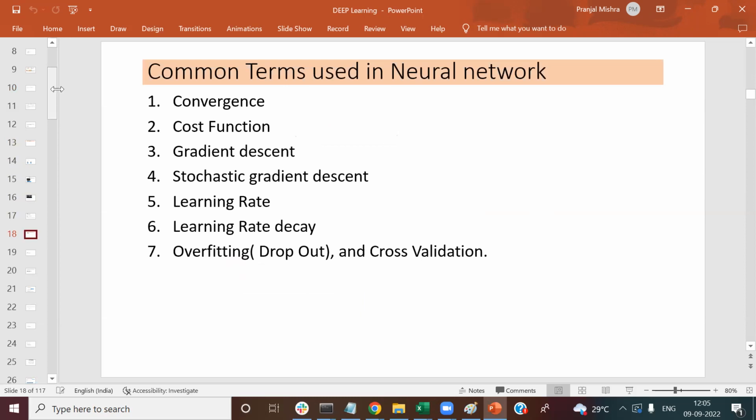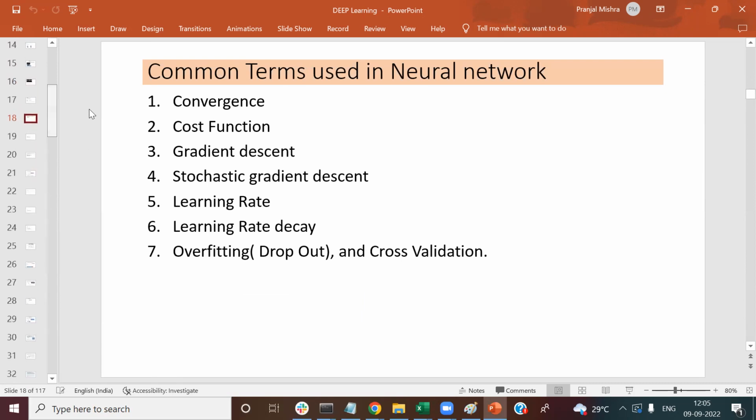So see, in this PPT there are a lot of slides. So don't worry, I am not going to take each and every slide. As much as is needed for you, I'll project it, because normally for some other forums where I may take some other sessions also, not everything you would be enforced to learn. Now, common terms used in neural networks: convergence, cost function, gradient descent, stochastic gradient descent, learning rate decay, overfitting, and cross validation. Okay. Now probably I can say that neural network is probably starting. But normally when I take neural network, I first of all teach these 7 terms.